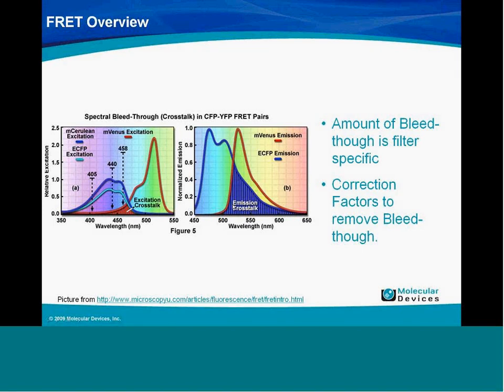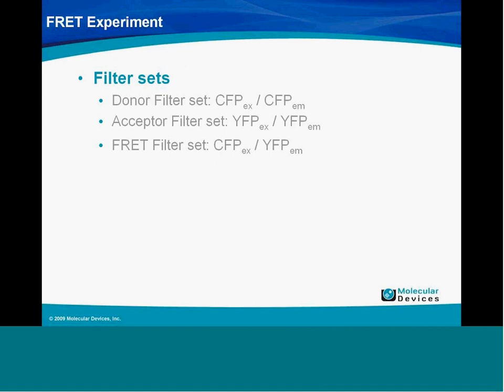We'll work through a typical FRET experiment and see how things could be set up for that. First off, you need specific filter sets in order to do FRET. You'll start with a donor filter set, which in our specific example, where we're doing CFP and YFP, is a CFP excitation with a CFP emission. The acceptor filter set will be a YFP excitation with YFP emission. And your FRET filter set will be a CFP excitation with a YFP emission. Those are the three combinations.